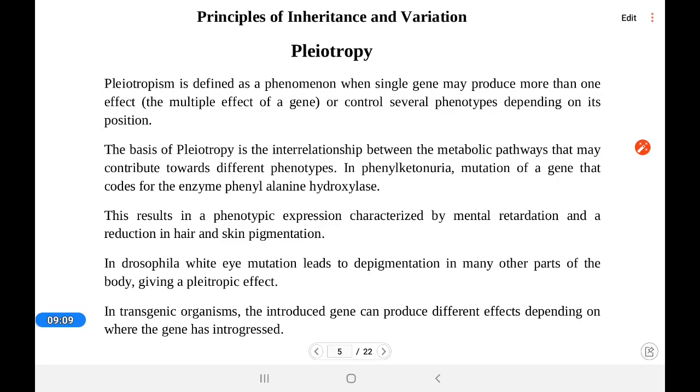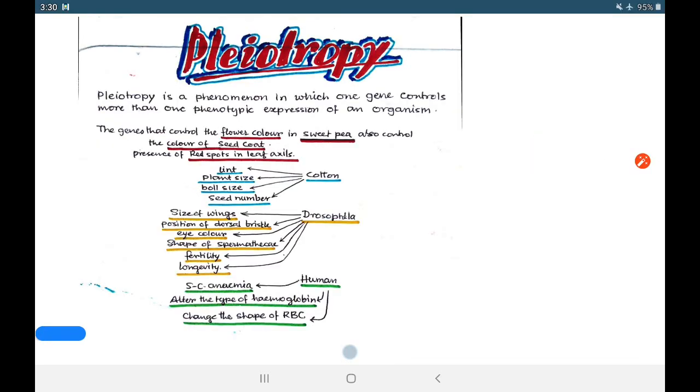Let's take a look in another way. Look here at a few examples which can help you understand. Here, in Drosophila, the size of wings, position of the dorsal bristle, eye color, shape of spermatheca, fertility: all of these are controlled by one gene. All these phenotypic characters are controlled by a single gene.